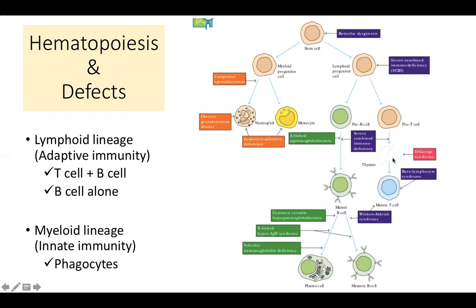Now if the thymus is absent, it is DiGeorge syndrome. So again, your T cell will not develop. It will also impact your B cell. So the mature T cell has an impact on the development of the mature B cell also. So it is also combined immunodeficiency. So here also it's combined. Then there is another syndrome known as bare lymphocyte syndrome. DiGeorge syndrome is also combined. Bare lymphocyte syndrome is where there is a defect in the MHC proteins.